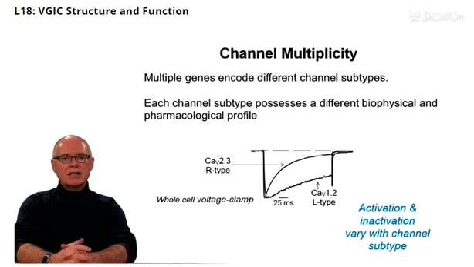In contrast, the CAV 2.3 channel opens rapidly and inactivates rapidly. The current from this channel subtype is referred to as R-type, as it's resistant to many of the common voltage-gated calcium channel modulators that were used to help characterize these channels. These biophysical distinctions are important because they underlie the distinct physiological roles of the different channel subtypes.